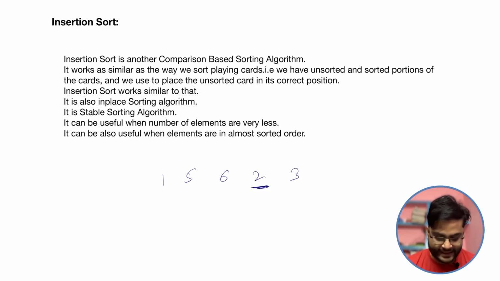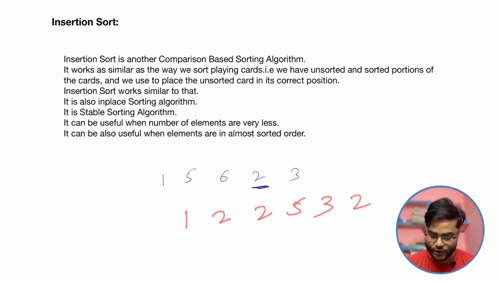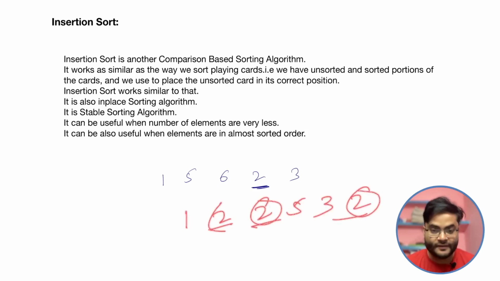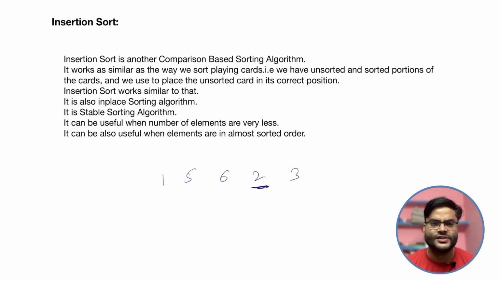Now the next point is, it is an in place sorting algorithm. What does it mean? It means that we don't need any extra space to sort the array or our data structure. It is also a stable sorting algorithm. So let's say we have 1, 2, 2, 5, 3, 2. The sequence of repeating elements will remain the same, the sequence will not change. So it is in place, it is stable, and it can be used when the number of elements is small and also when the data is almost sorted. We will see how these points are valid.